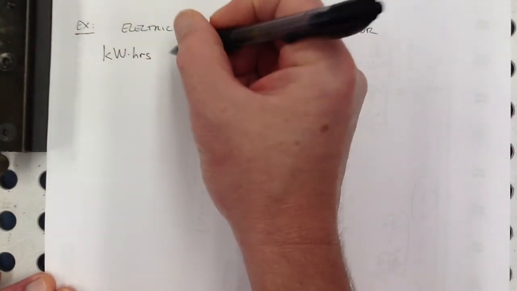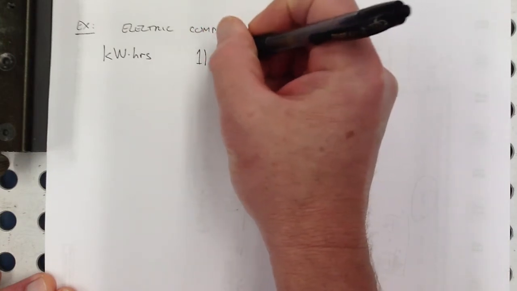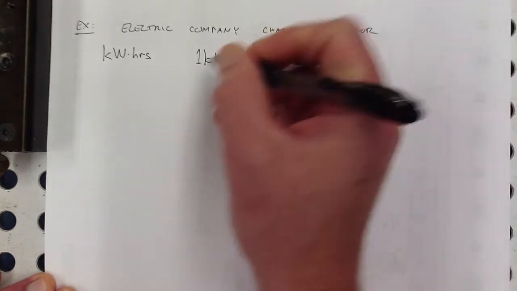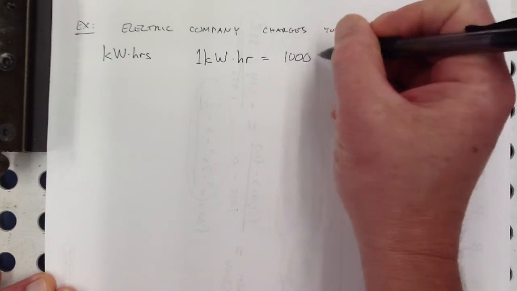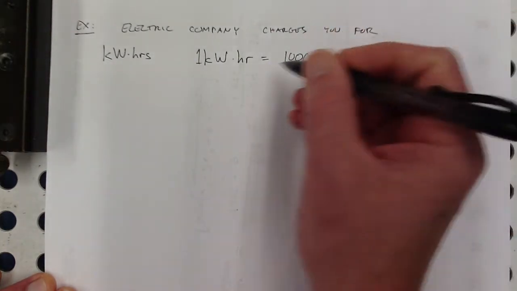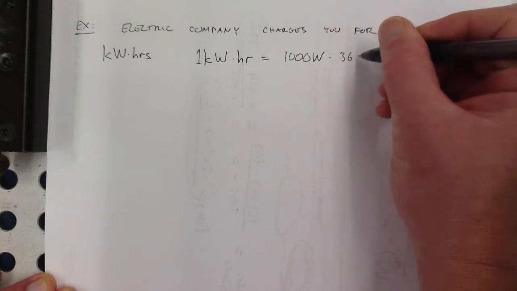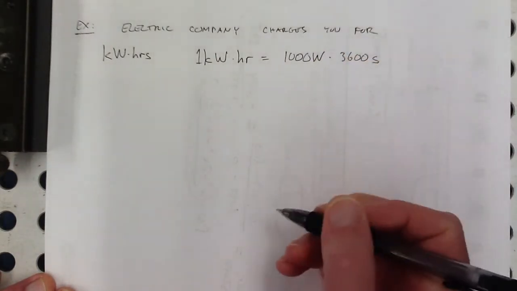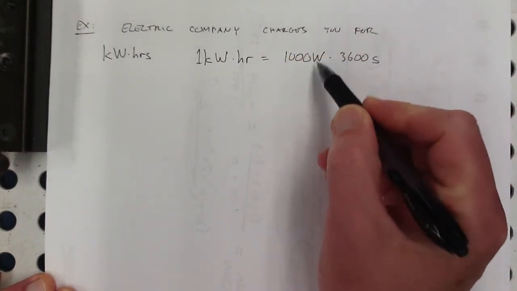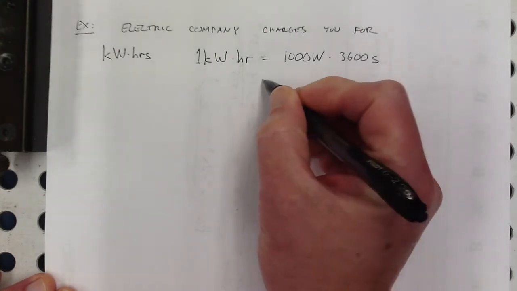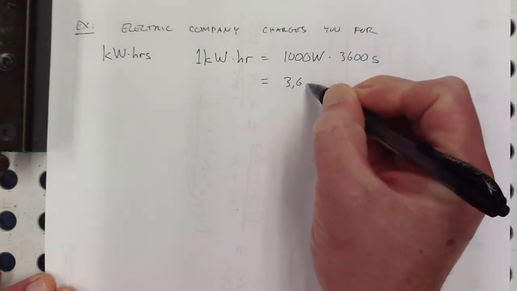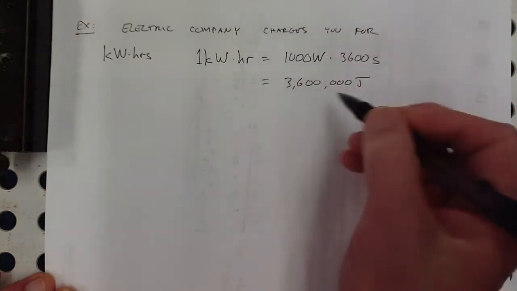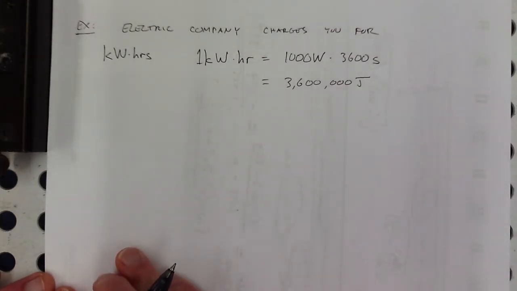Well, a kilowatt times an hour. A kilowatt is, kilo means 1,000, so that's 1,000 watts, times an hour, which is 3,600 seconds. That's converting it to SI units. And a watt is a joule per second. So joules per second times seconds, the seconds cancel out. 1 kilowatt hour is 3,600,000 joules. So 3,600,000 joules from the electric company costs you about 10 cents. How about that?